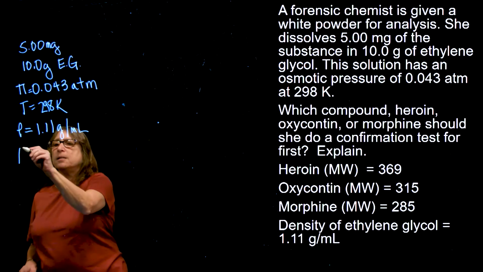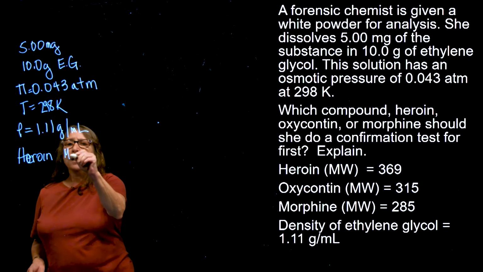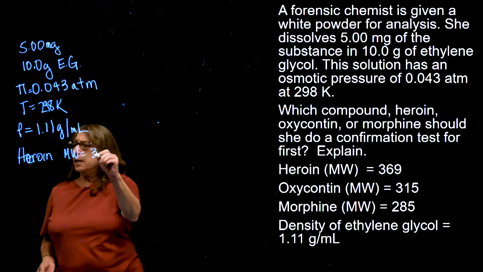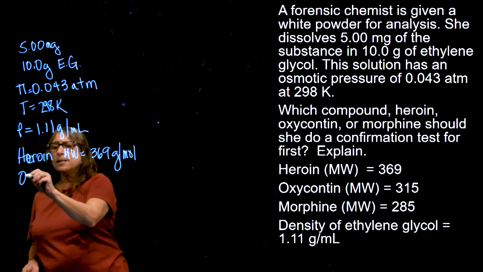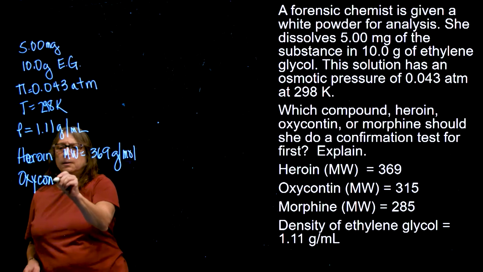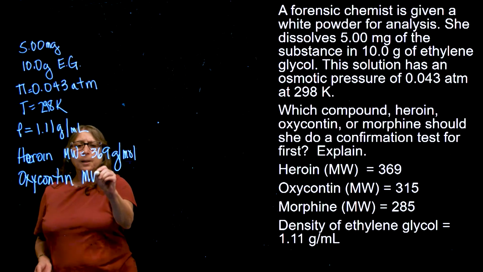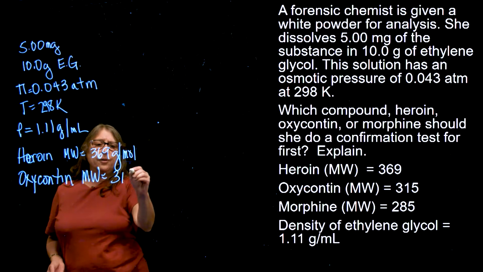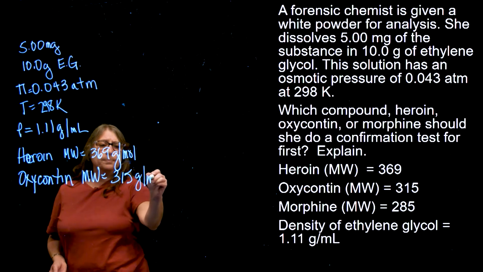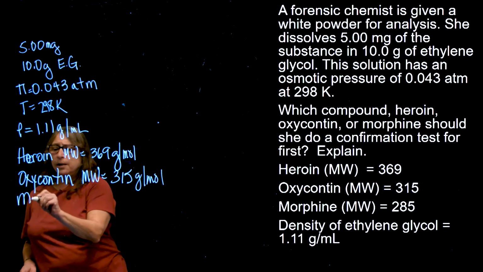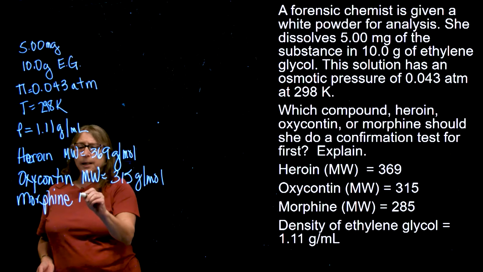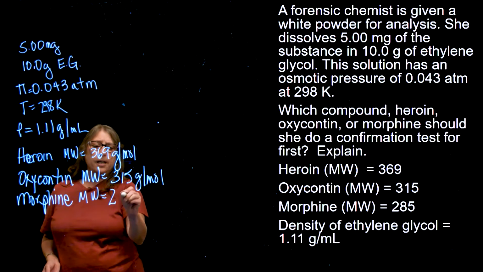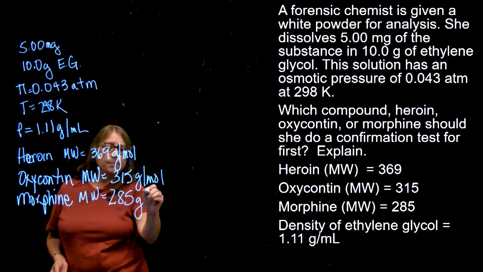some molecular masses. For heroin, the molecular weight is 369 grams per mole. For OxyContin, the molecular weight is 315 grams per mole. And for morphine, the molecular weight is 285 grams per mole.